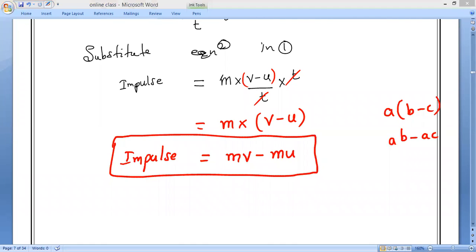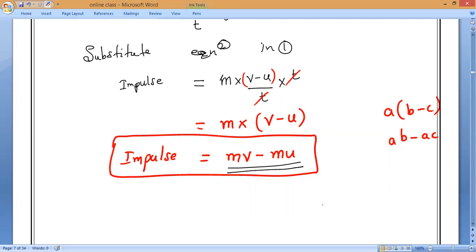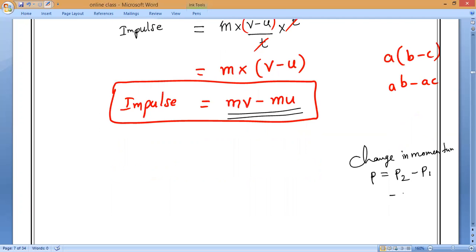Yes or no, Hari? Observe very carefully. What is this called? Change in momentum. Change in momentum means the change in momentum, P, is equal to final momentum minus initial momentum. Which is equal to mass into final velocity minus mass into initial velocity. Right or wrong? So again we went back to the same thing.